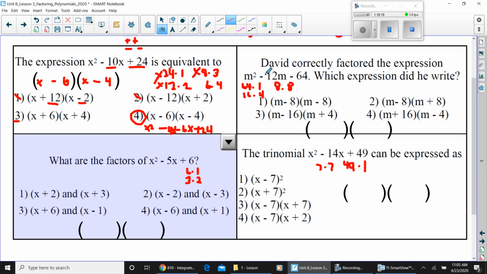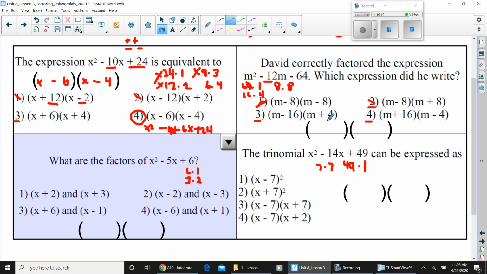All right, David correctly factored the expression m squared minus 12m minus 64. So 64 and 1 is out. It's not part of the choices here. I have to multiply to a negative. So negative times a negative, that's out. That would be positive 64. Negative 16 times positive 4 could. So I'm going to put 3 down. Negative times a positive, yes, it could. Positive times negative, yes, it could. So the only one that I got out there is number 1. Now remember, you have to make a 12 out of the two factors. 8 and 8 cannot make 12. That's out. So it has to be either 3 or 4.